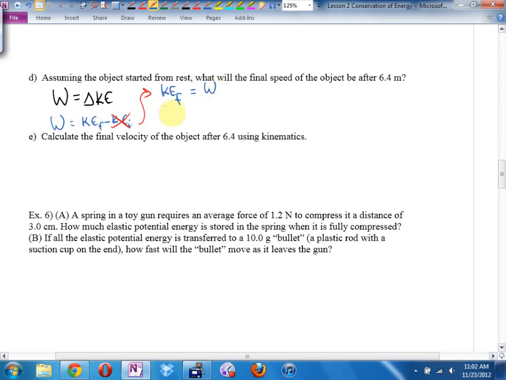Kinetic energy is a half m v final squared. And we just figured out what the net work was. What was it? 96.8. Okay. How would I get v final by itself?